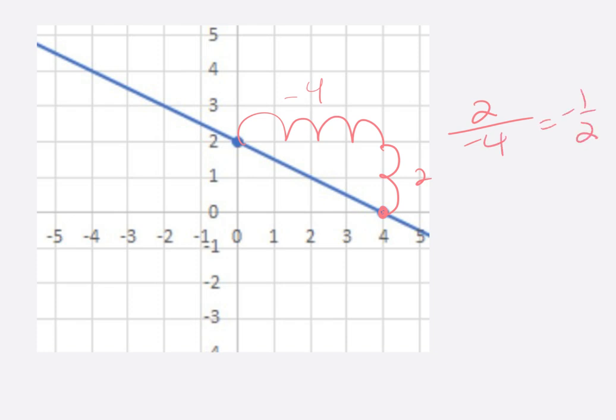Or I could go the other direction. I could start at the 2, go down 2 to 0, and that's a -2, and go right 4, and I still get -2/4, which is -1/2. So it doesn't matter which direction you count when you're finding slope.